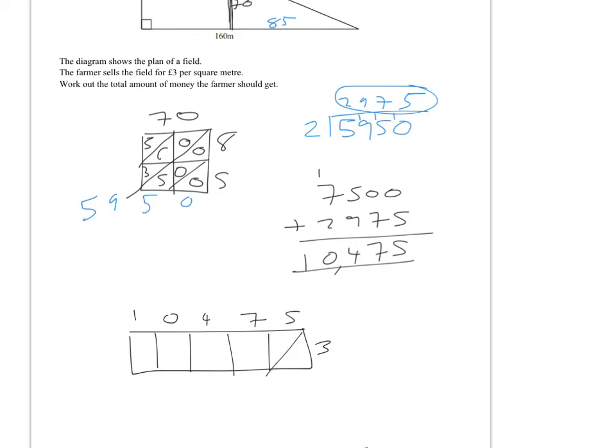10,475. 5 times 3 is 15. 3 times 7 is 21. 3 times 4 is 12. 3 times 0 is 0. And 3 times 1 is 3. Add up the diagonal columns. Get 5, 2, 4, 1, 3. £31,425.